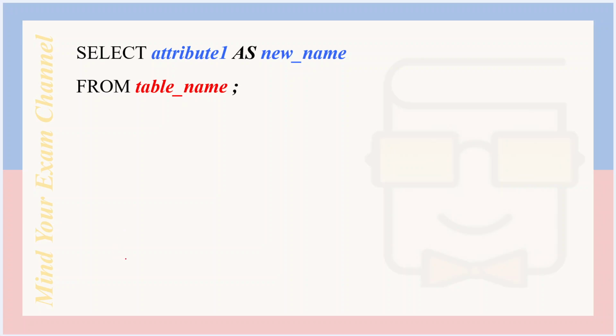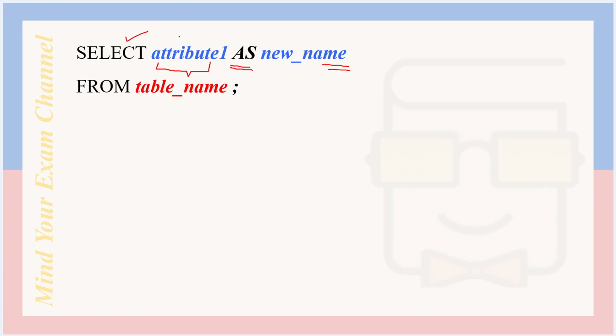The as keyword helps you to rename the attribute while showing the result. Suppose an attribute is present in a particular table in your database, but in the result you want to give a new name to this attribute while displaying the output. So how will you write it?